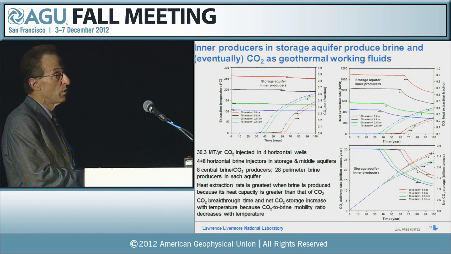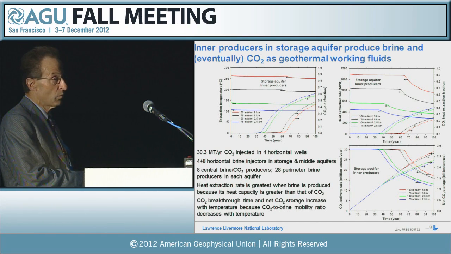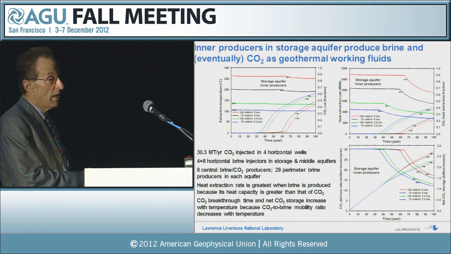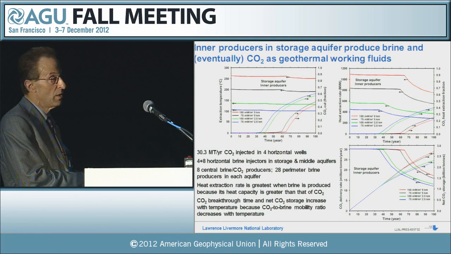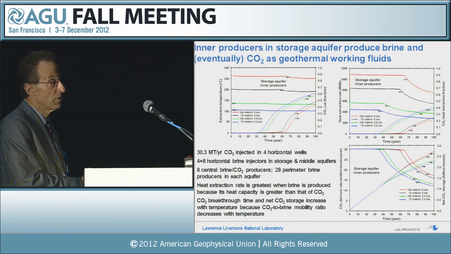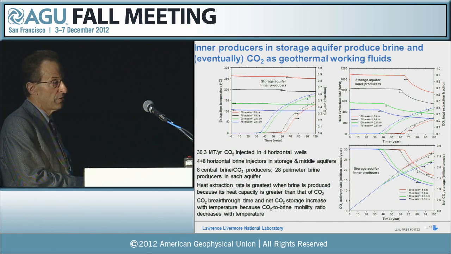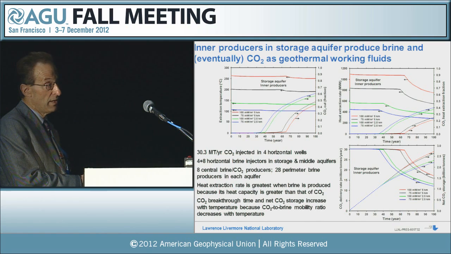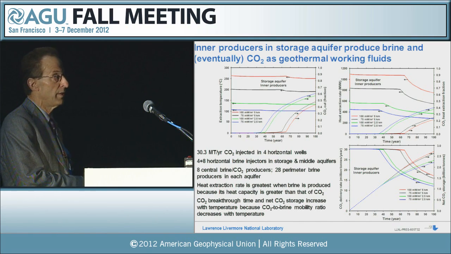And so if we're looking at how much heat we can extract, what we find is when we're producing just brine, we produce at a high heat extraction rate. When CO2 breaks through at the same mass flow rate, this drops off. However, if we were to increase the flow rate, which would be possible due to the thermosiphon effect and the lower viscosity of brine, we could have maintained a similar high heat extraction rate.